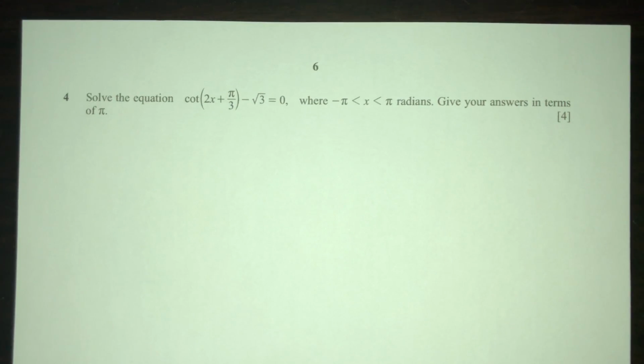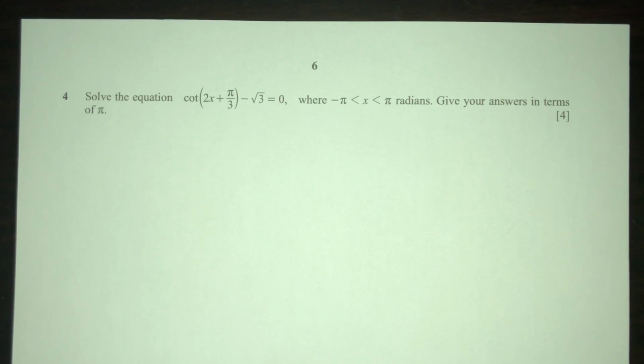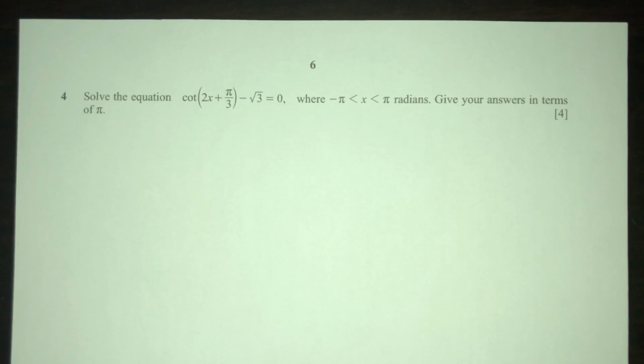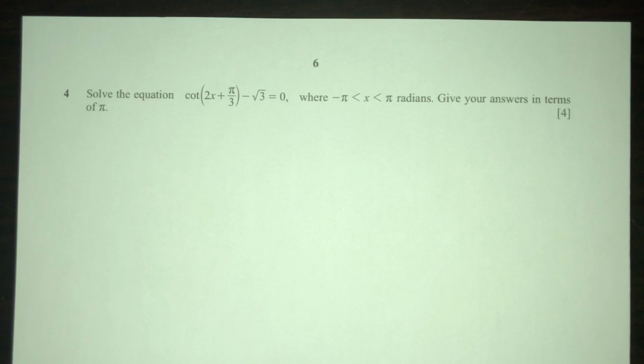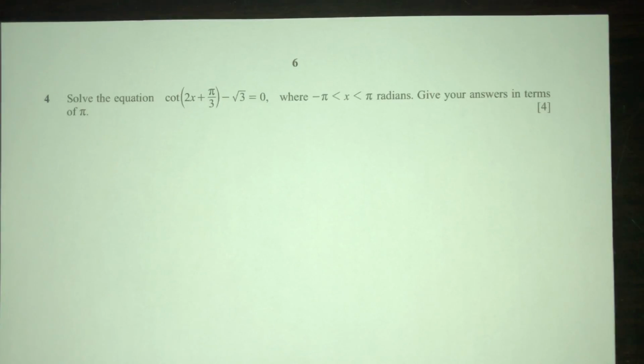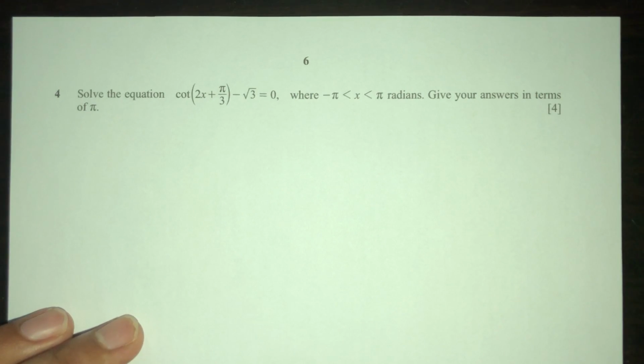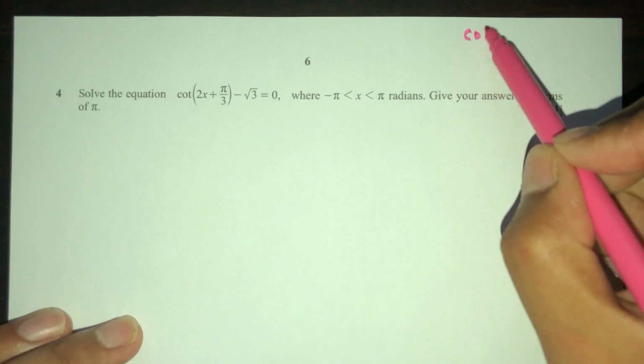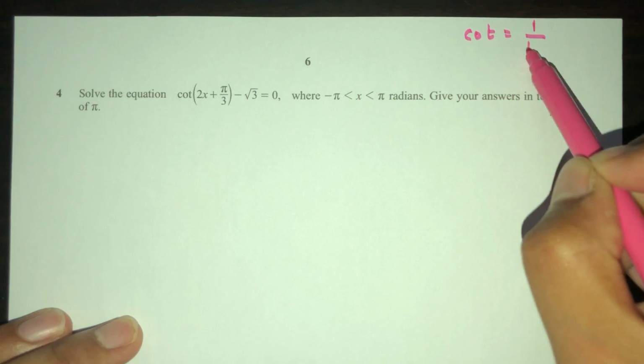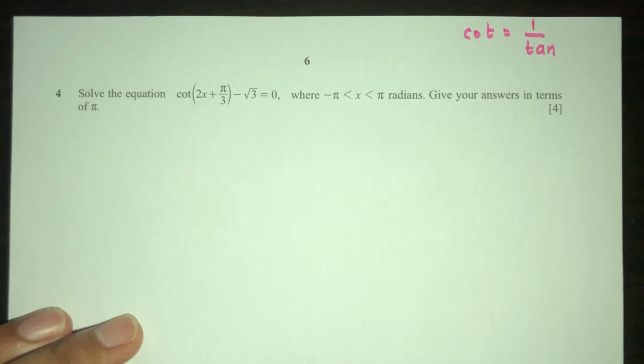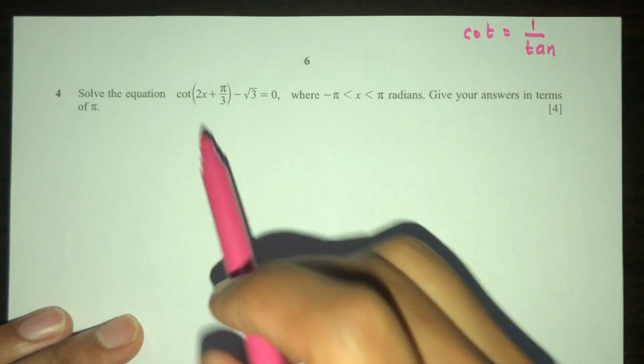So here we have to solve this equation and give your answer in terms of pi. Okay, one by one. It is not tough. It's just that we have to know the steps one by one to solve these kinds of questions. So let's solve this. First thing first, what is cot? You would say cot is 1 over tan, right? I guess we know this, hopefully. So let's try to simplify this.